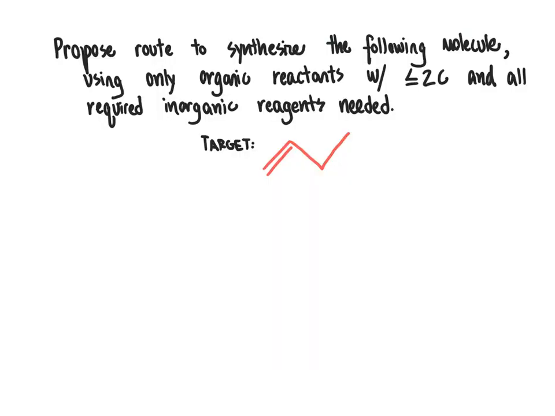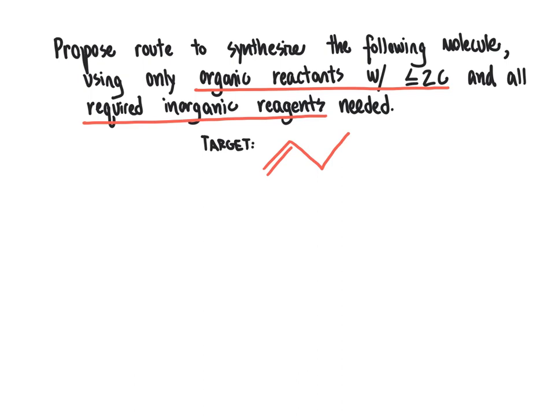So in this problem, what we will tackle is we're going to try to synthesize the alkene molecule listed below using only organic reactants that have 2 or fewer carbon atoms. In other words, what we're saying is that your lab is stocked only with molecules that have 2 or fewer carbons. You don't have access to anything more complicated than that to get started, except that you do have access to any inorganic reagents that you need.